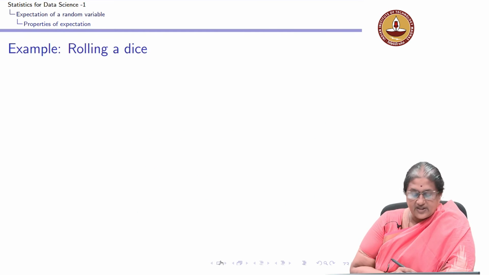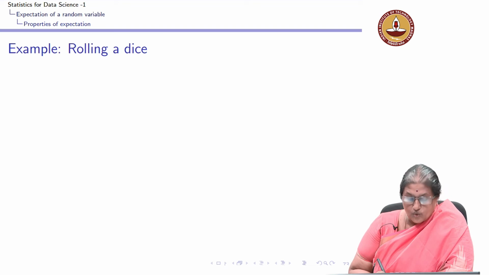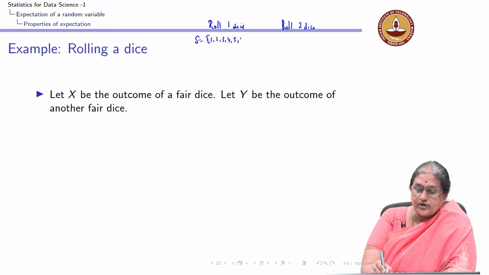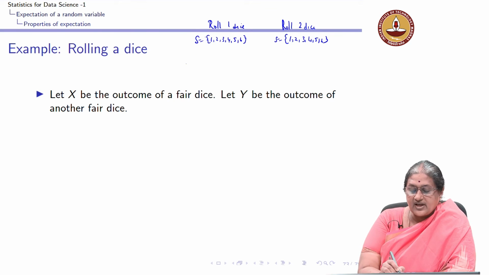We are not proving these, but let us look at an example. Again, roll a dice. If I roll one dice, and I roll another dice, the sample space in both these experiments is going to remain the same because I am just rolling a dice. So, if x is denoting the outcome here, we have already seen the expectation of x in this case is 7 by 2, which is 3.5.